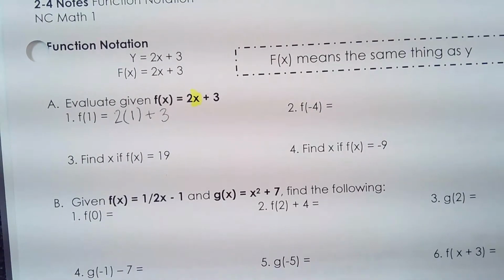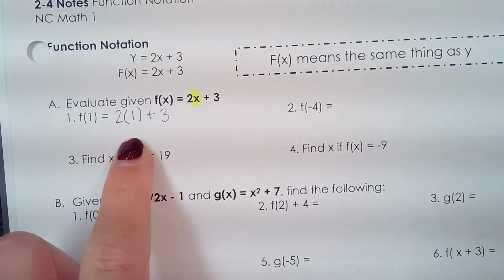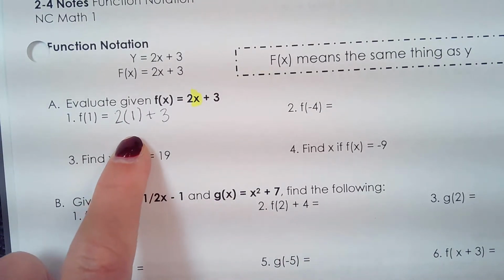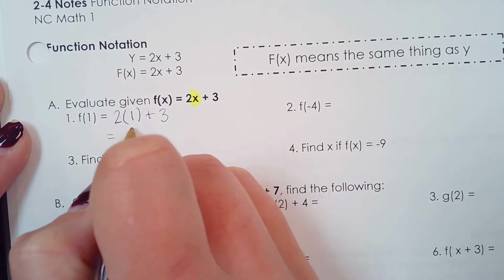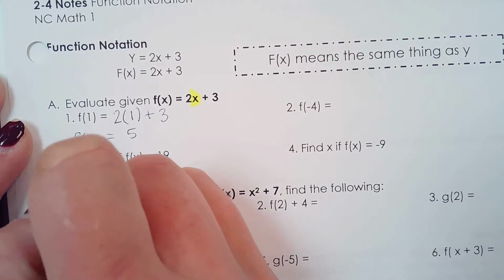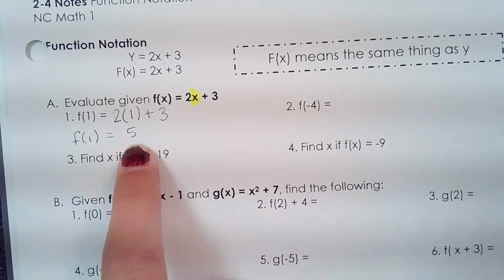Are we okay so far? We're doing great. Yeah? Is everybody doing great or just Hunter? Good? Okay. Yeah. So 2 times 1, what do you get? 2. And what's 2 plus 3? So this whole thing is 5. So what you might see written is f of 1 equals 5. All that means is when I plug in a 1 for x, I get a 5 out.